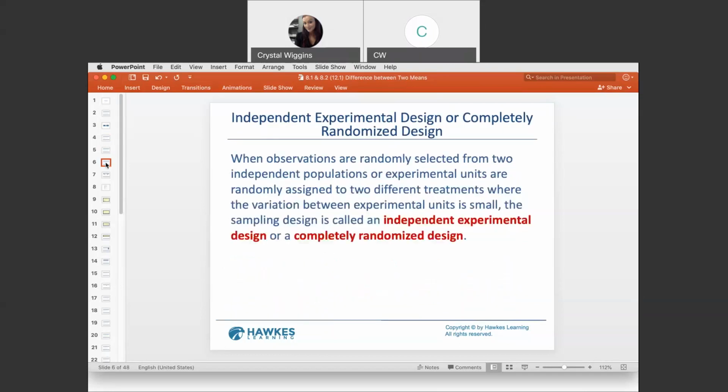When observations are randomly selected from two independent populations, or experimental units are randomly assigned to two different treatments, where the variation between the experimental units is small, the sampling design is called independent experimental design or completely randomized design. So everything is completely random and there's nothing that is paired or dependent.